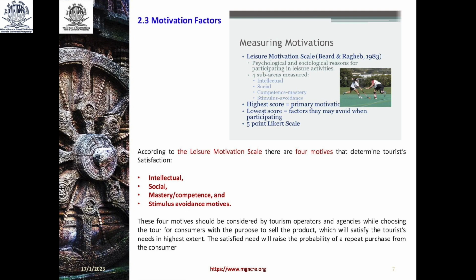It has a broad overview of psychological and sociological reasons for participating in leisure activities, and there are 4 sub areas which have been mentioned: intellectual, social, competency mastery and stimulus avoidance. The highest score is the primary motivation, and the lowest score shows factors they may avoid participating in. It's on a 5-point Likert scale.